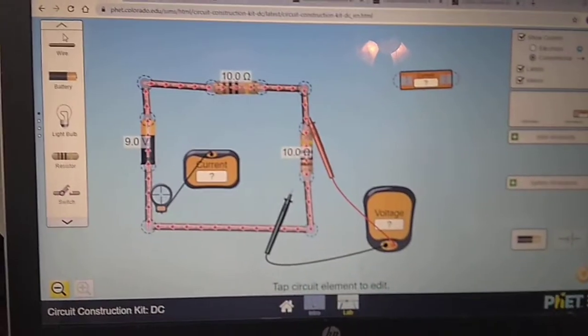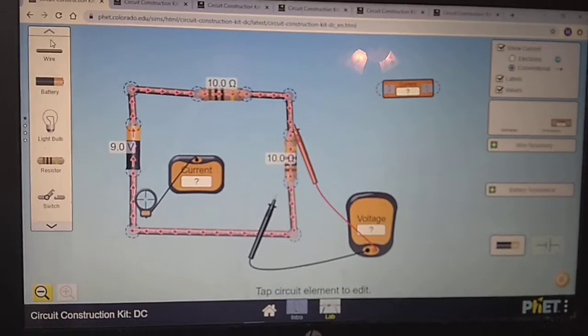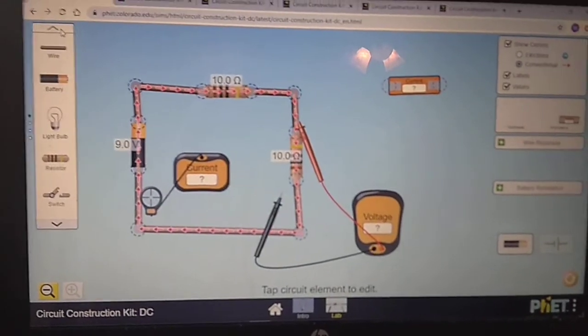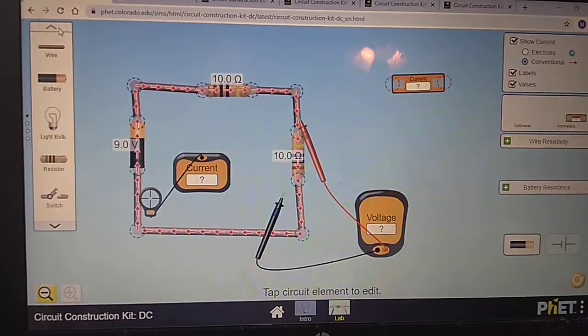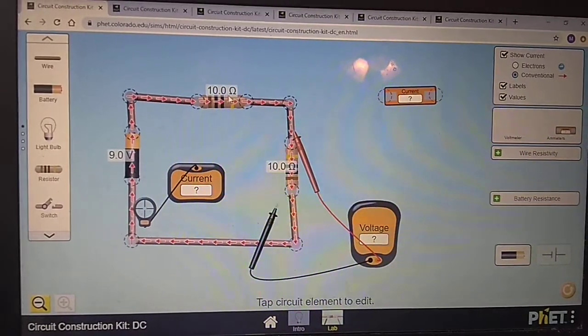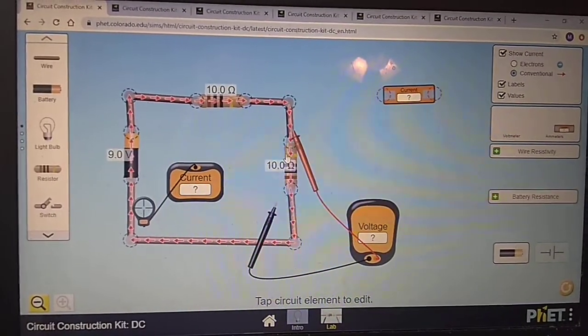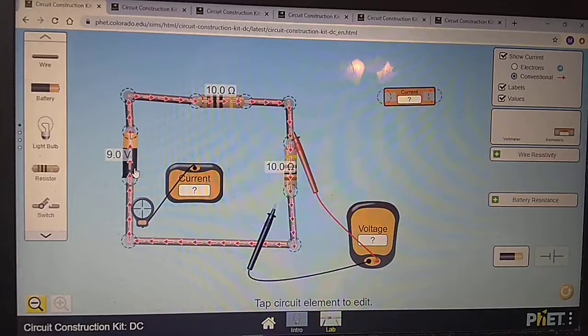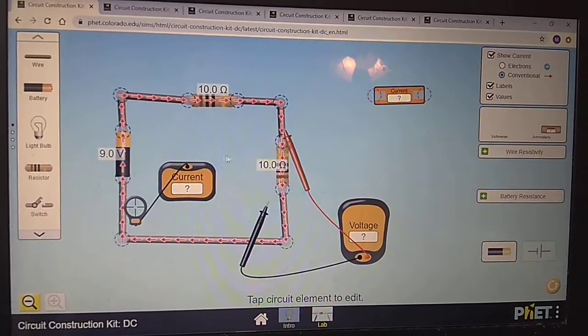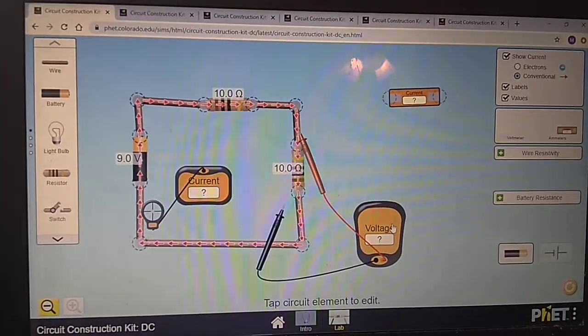We have a circuit over here. Let me focus it a little better for you. In this circuit right now, we have two 10 ohm resistors and a 9 volt battery, okay? This is a voltmeter. Remember, it measures voltage for us.